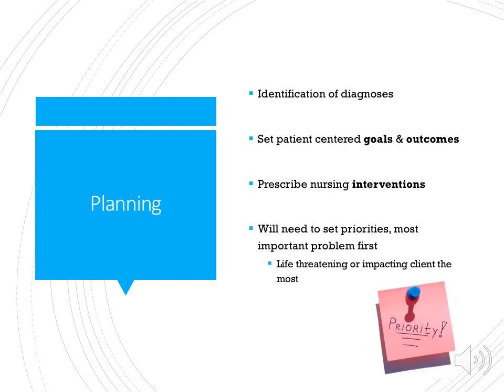In our plan, we're going to start with identification of our diagnosis, right? So we know what our diagnosis is. Now we're going to set patient-centered goals and outcomes. These goals and outcomes are going to have to be specific to our patient, and prescribe nursing interventions. So these interventions are going to get into place. We put all this planning together to make sure that our patient is taken care of. We'll need to set priorities. Most important problem first: life-threatening or impacting the client the most is clearly going to be our number one.